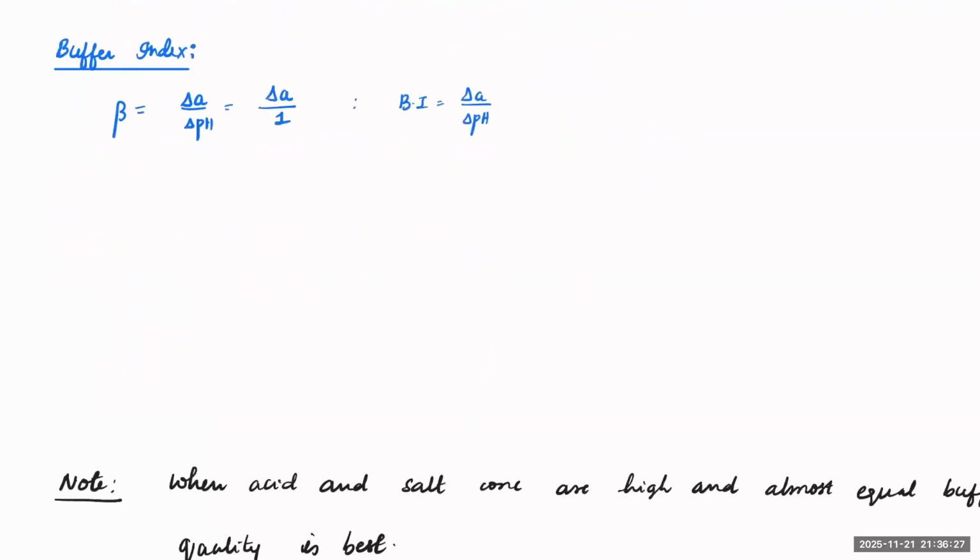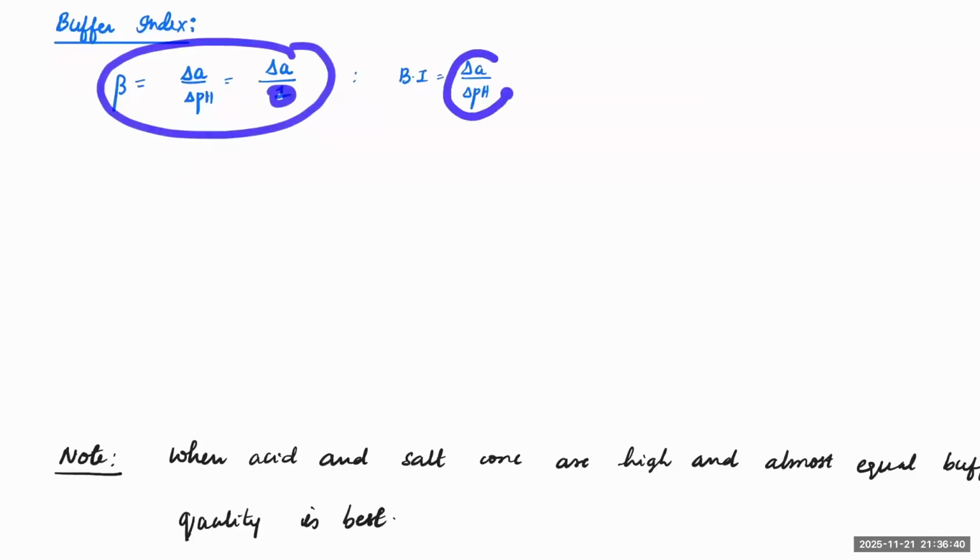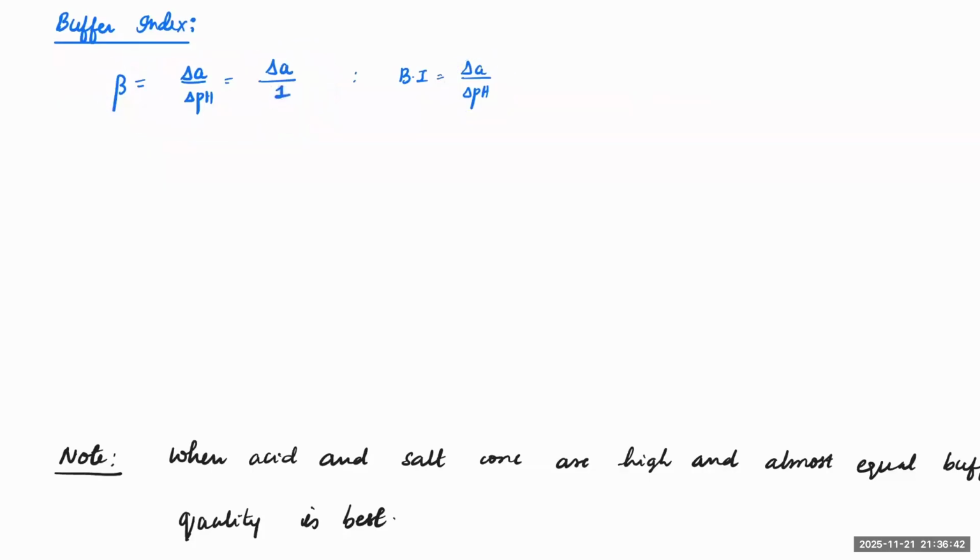Right. Now notice what the buffer index is. While we define buffer index, we always write the delta pH as 1 because the change has to be 1, right? So then buffer capacity is always about 1. Buffer index is what we write as delta A by delta pH. And now notice how the beta value changes with respect to pH here.